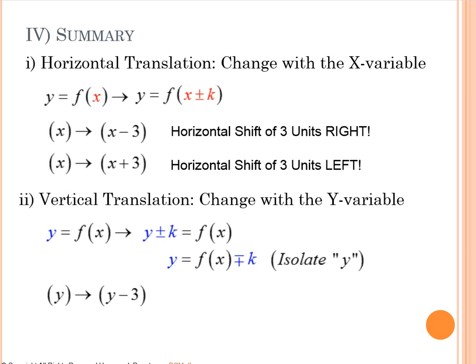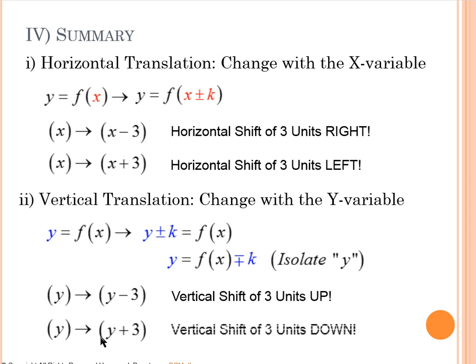Here are some final examples. If I have y minus 3, once again, if you see a negative sign, that does not mean you're moving down, but it actually means you're moving up 3 units. And one last example, if I have y changing from y to y plus 3, I have a positive. That doesn't mean I'm moving up 3 units, but it actually means the opposite, which means I'm moving 3 units down.